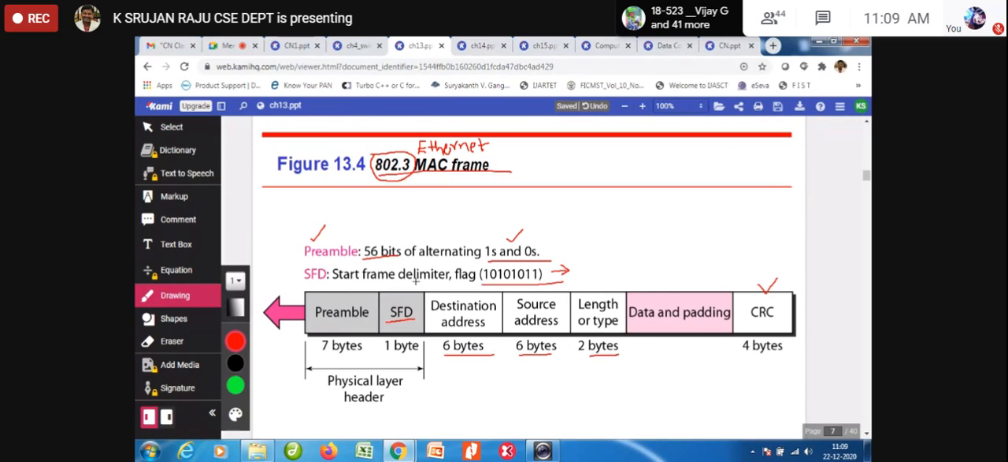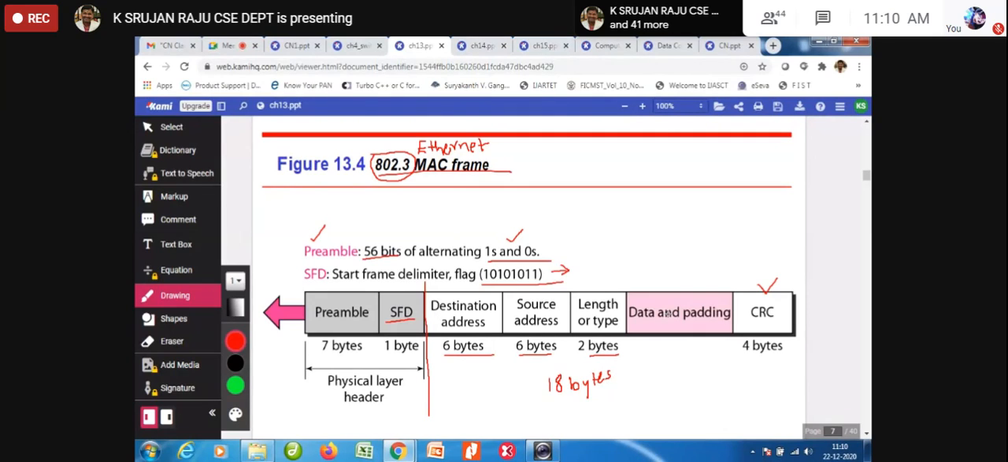This is 7 bytes, this is 1 byte, and these are the preamble and the start frame delimiter. Then you have the destination address, 6 bytes, the source address, 6 bytes, and the control field, length or type, 2 bytes, and CRC is 4 bytes. Together, 6, 6, 12, 14, and 18. These 18 bytes are compulsory; keep it in your mind. This 18 bytes is a must in your frame.